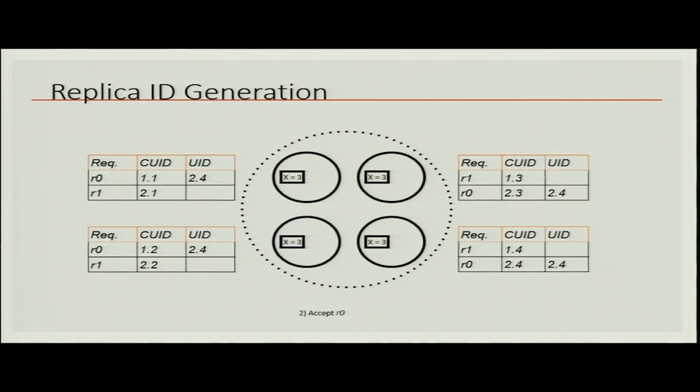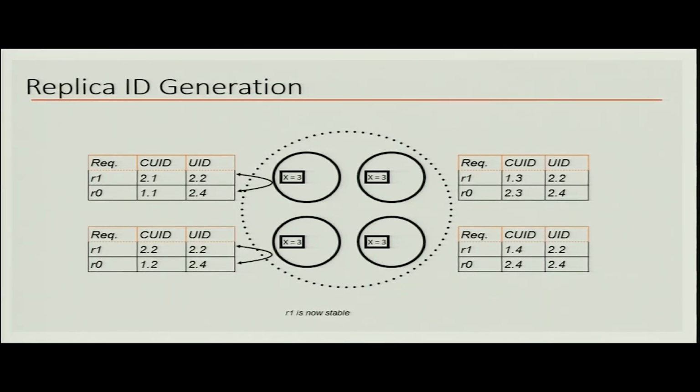This guy will say R1 has 2.1, 2.2, 1.3 and 1.4. So 2.2 is the highest, so I will give R1 2.2, and everybody will do the same thing. At this point 2.2 is smaller than 2.4. Therefore, the ordering will now become R1 first, R0 second.